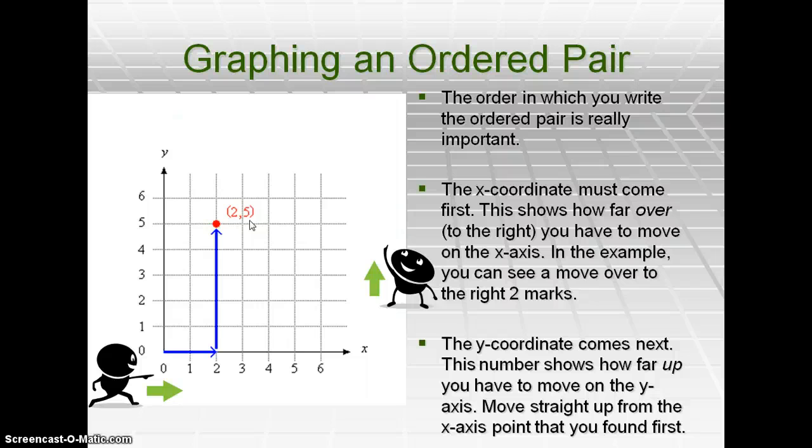This shows how far over to the right or left you have to move on the x-axis. In the example, you can see a move of 2 to the right. The y-coordinate comes next. This number shows how far up or down you have to move on the y-axis. You move straight up or down from the x-axis point that you found first. And we can see here in this example of the ordered pair of 2 and 5, we must move 2 spaces to the right and 5 spaces up, plotting our point at 2 and 5.